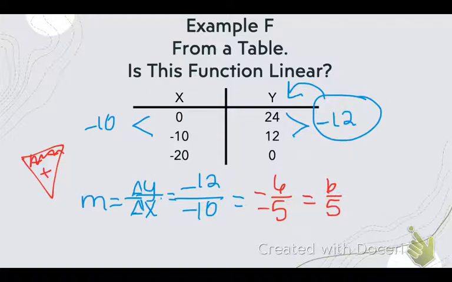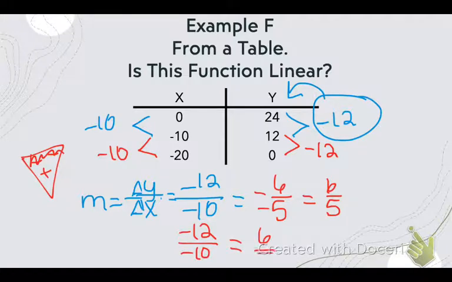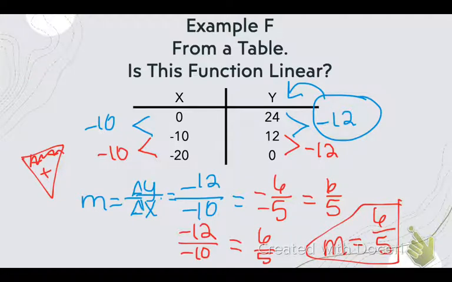Let's see if the ratio remained constant. So 12 to 0, I'm subtracting 12. And -10 to -20, I'm subtracting 10. So my ratio is still -12 over -10, which simplifies down to 6 over 5. So my slope for this table is m equals 6/5. I want to keep it in fraction form because it's a ratio.